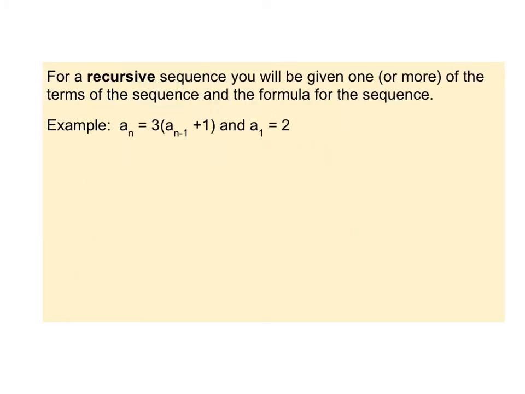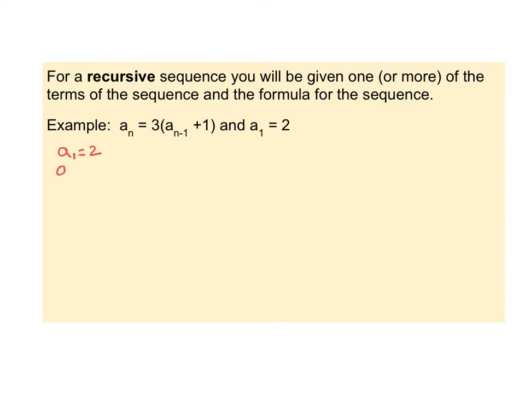The next example we're going to look at is something called a recursive sequence. In order to do this, you have to be given one or more of the terms of the sequence and the formula for the sequence. So in this example, we have the formula a sub n is equal to 3 times a sub n minus 1 plus 1, where a sub 1 is equal to 2. So if I want to list out the terms of my sequence, I'm going to just start with a sub 1 is equal to 2.